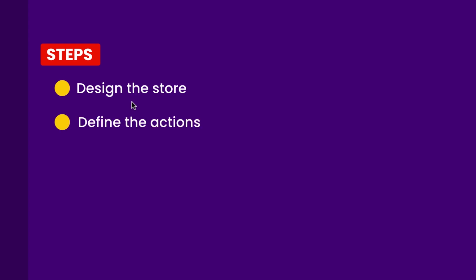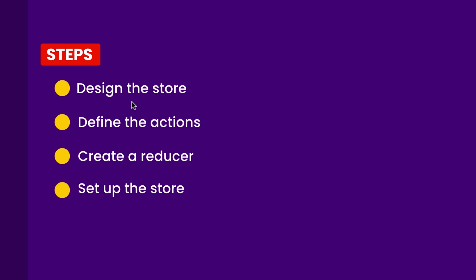So now let's look at the 4 steps that you need to follow when you want to build a Redux application. First, you need to design the store. You need to decide what you want to keep in the store. Next, you need to define the actions. What are the actions that the user can perform in this application? Next, you create one or more reducers. These reducers take an action and return the updated state. And finally, you need to set up the store based on your reducer. Over the next few lessons, we're going to look at each of these steps in detail.